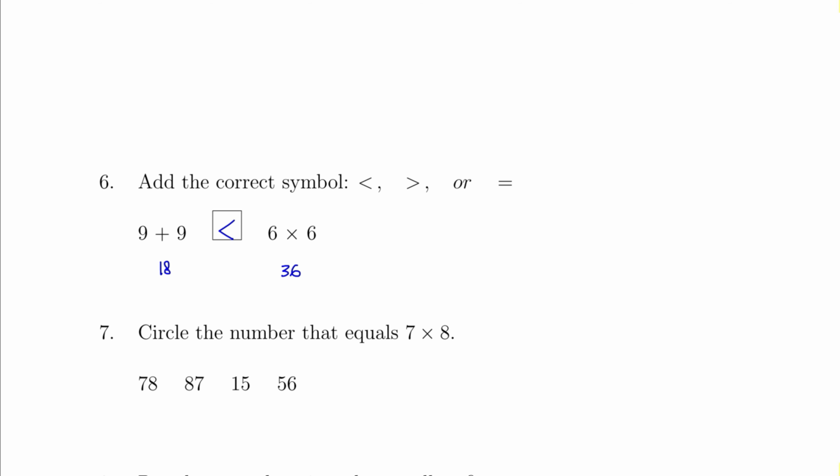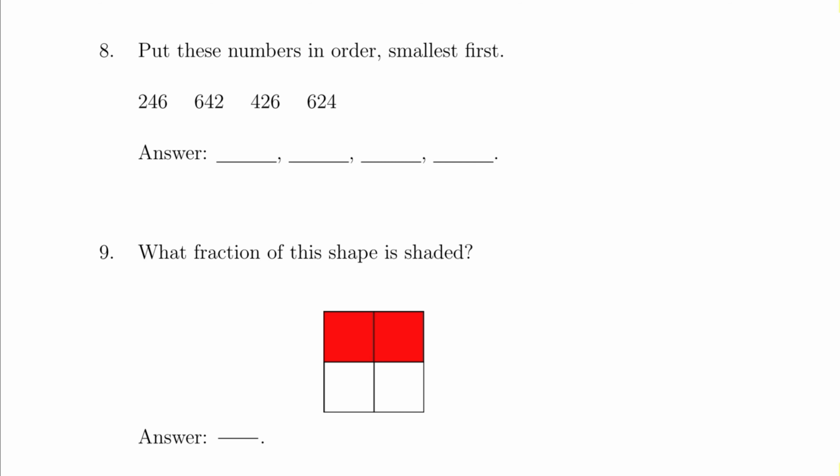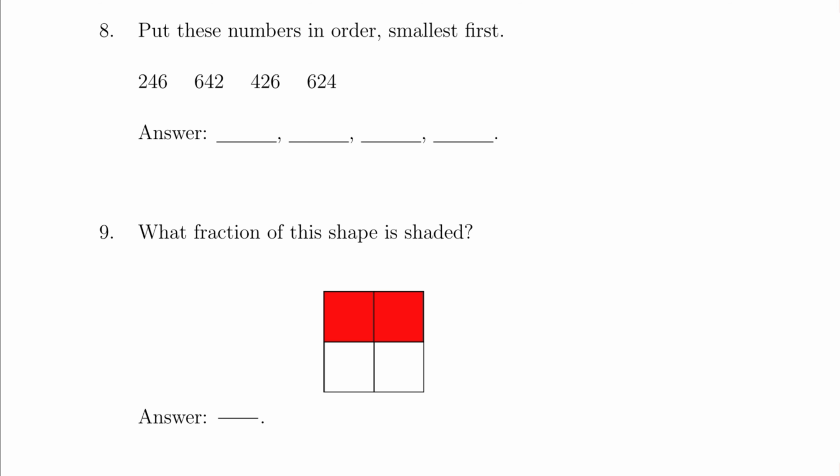With question number 7, circle the number that equals 7 times 8. And again, it's timetables. Really, it's good to remember your timetables. It's just 56. Just in case you don't, please do check that video I suggested above. What are the next questions? Okay. Question number 8. Put these numbers in order, smallest first.